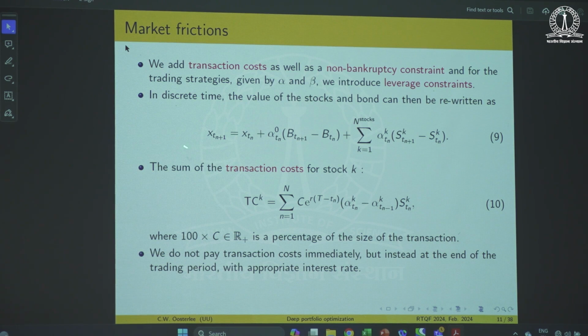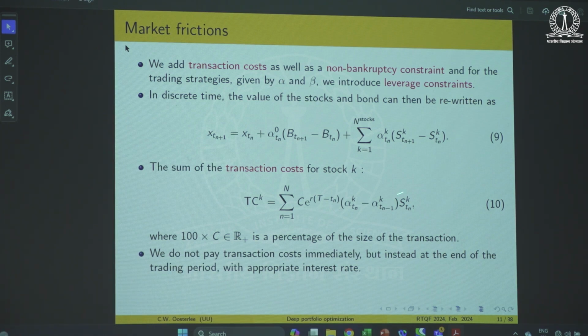So we can rewrite our wealth. Our wealth at the new time step is our wealth at the old time step times alpha 0, the change in bond, plus the sum of the number of stocks, alpha k, times the change in stock. And if we write it like this, we can easily add transaction costs to the story. This part here, the change in alpha over a time step, times s, discounted, times a value that is the actual cost, that we call the transaction costs at time point k.